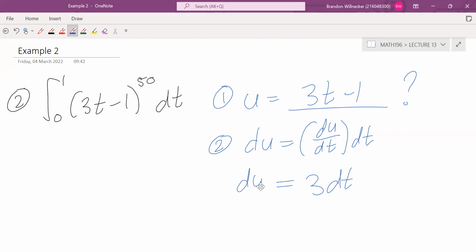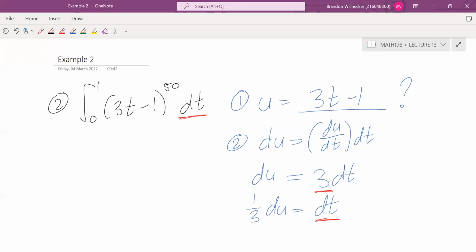Okay, but we've got a bit of a problem here. So we're not done yet. What is the next step that we need to do? We have a little problem with this 3 here. So what do we do next? Yeah, so we're going to have 1 over 3 du equals dt. Because we have a dt here, we need a dt here. Okay, good. That's step 2.